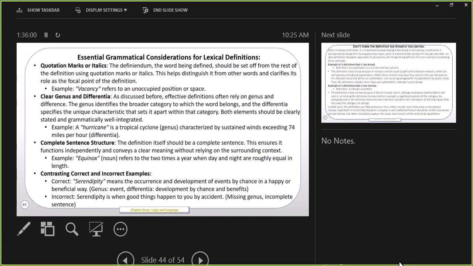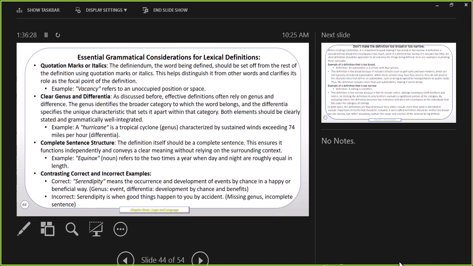In order to see the genus and difference criteria, you can see the example. Serendipity is when good things happen to you by accident. This is grammatically incorrect, because it does not specify those 3 elements. The genus term, species term, and difference term are not clearly stated in this example. You can compare the examples at the bottom of this page.